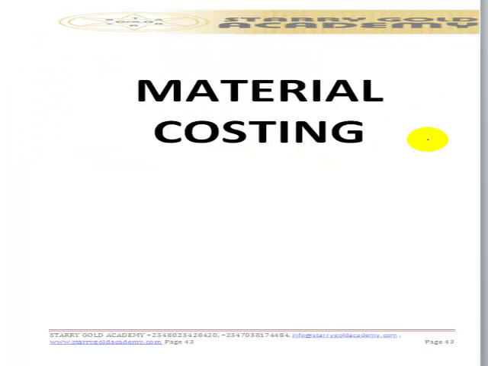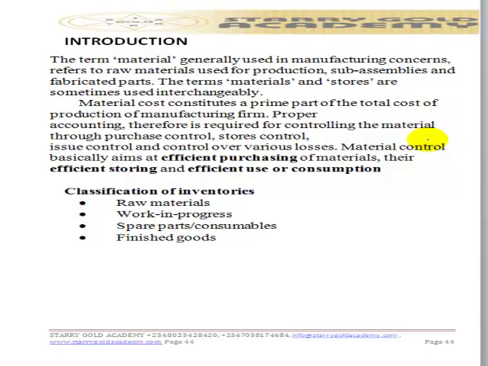Now, the first one is material costing. So we'll be discussing the different parts of materials, classification of materials, the control of materials, the various systems relating to material controls, as well as how materials can be priced. The term material is generally used in manufacturing concerns, and this refers to raw materials that are used for production, sub-assemblies, and fabricated parts. The terms materials and stores are sometimes used interchangeably.